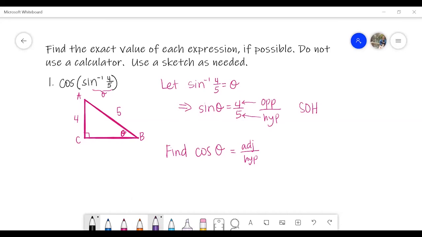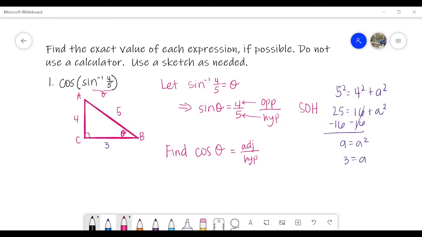Somewhere off to the side, you've got 5 squared is 4 squared plus a squared, right? That's 25 is 16 plus a squared. Move the 16 over on both sides, cancel it on this side, and you get 9 is a squared, which means a is equal to 3, right? So this side down here is a 3. Now that I have that side, we can find cosine without any trouble, right? Just 3/5.